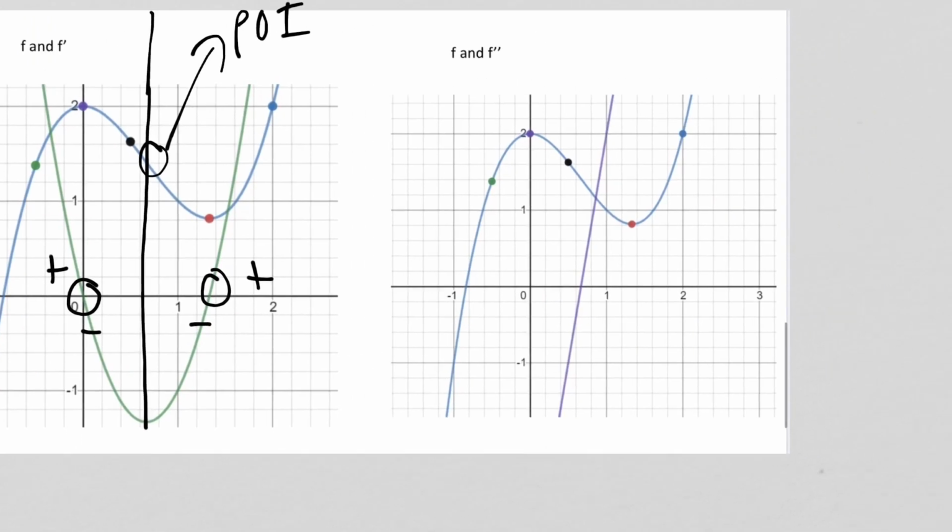Okay, so let's look at f double prime now. Again, we can see the point of inflection happens exactly where f double prime is 0, POI. Okay, and whenever f double prime is negative, the function's concave down. And whenever f double prime is positive, the function's concave up. So that's what this is showing. It's showing concave down here, concave up here, point of inflection at the x-intercept.